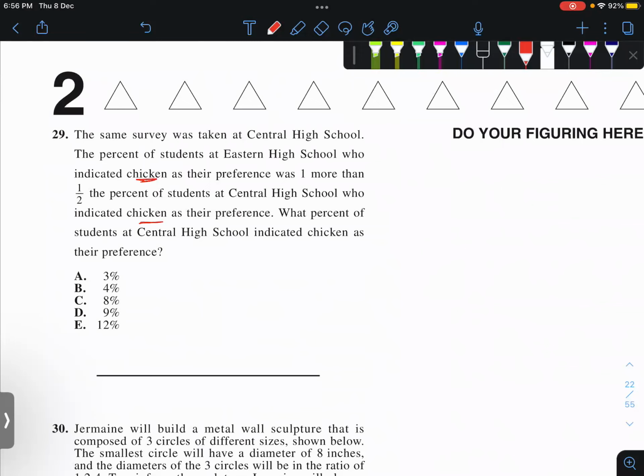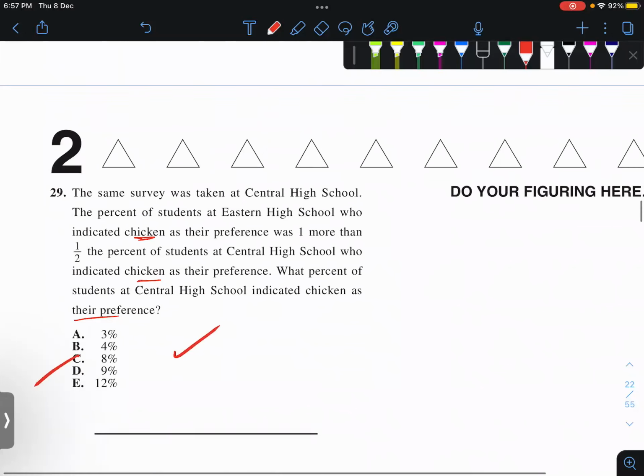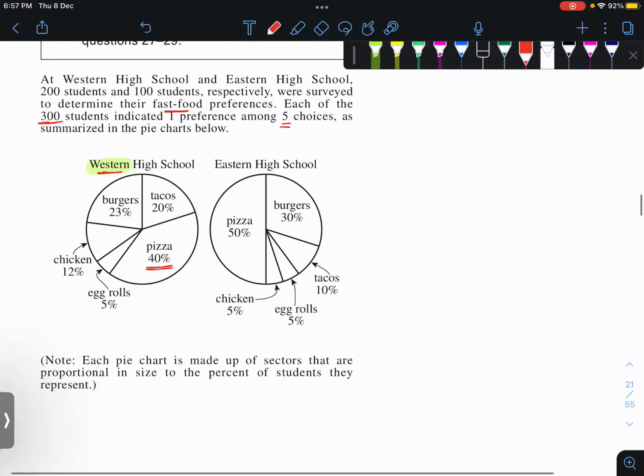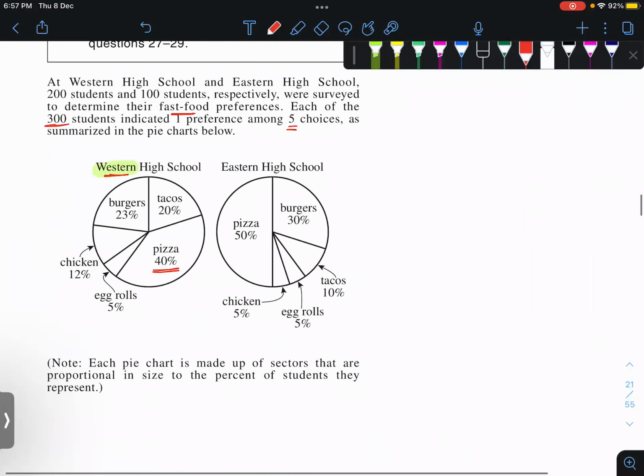What percent of students at Central High School indicated chicken as their favorite food? What's your answer in 29? Is it C? It's C. Very good. It's 8, because up here, Central, okay, it's not here.